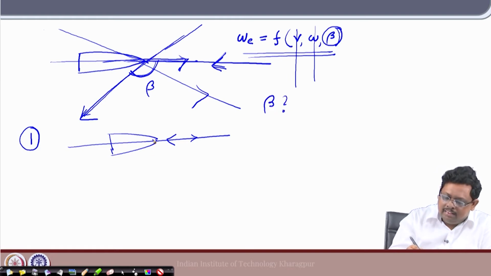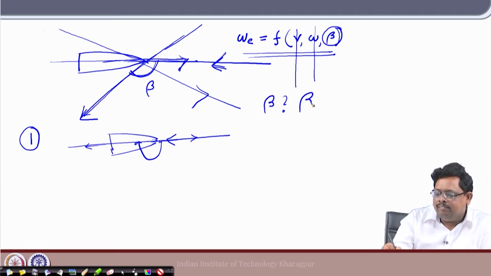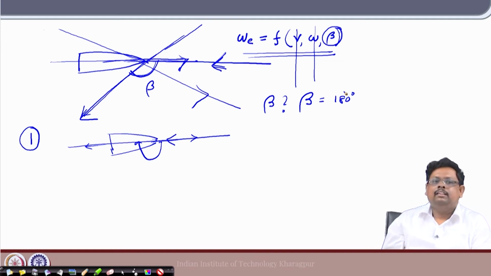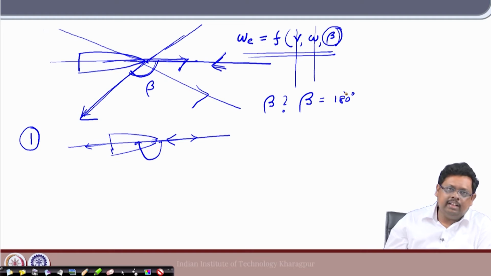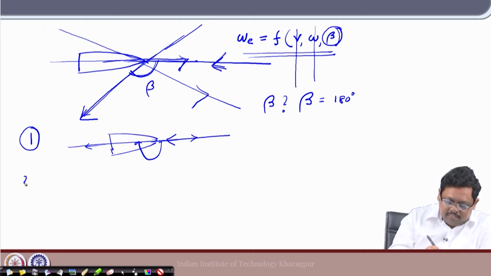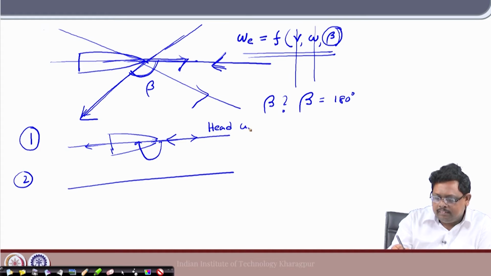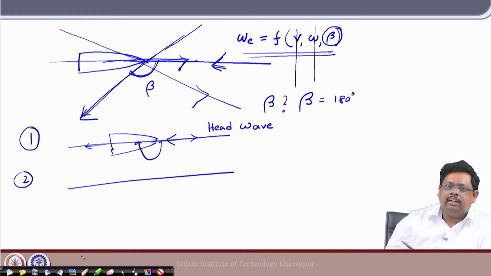Now, as I said, it should be measured from this direction to that direction. So, definitely this is the angle. So, in this case my beta is equal to 180 degree. So, I understand that for the head wave situation the heading angle, we can also call it the angle of attack, is 180 degree. Now, let us say we can call this head waves. And second is called the following waves.